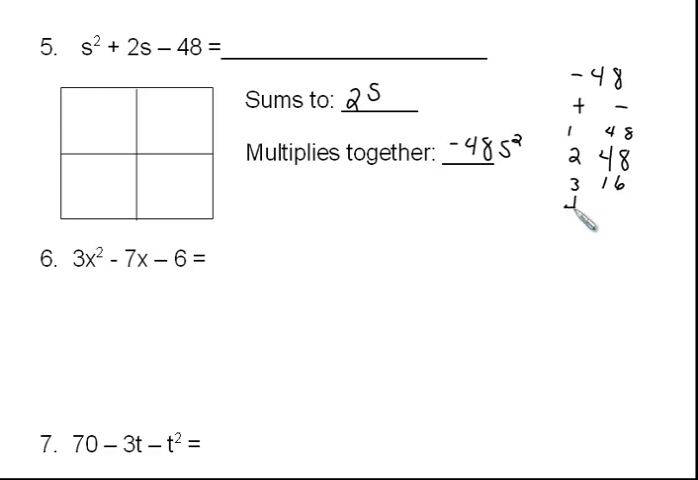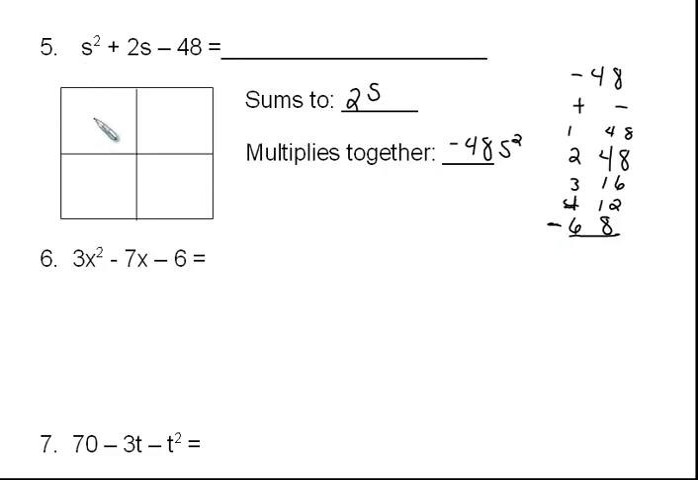4 times 12. A lot of factors to 48. And we also have 6 times 8. Well, obviously this is my right answer. Those are 2 digits apart. Now, my sum is a positive 2, so that means the 8 is the positive number and the 6 is going to be the negative factor.